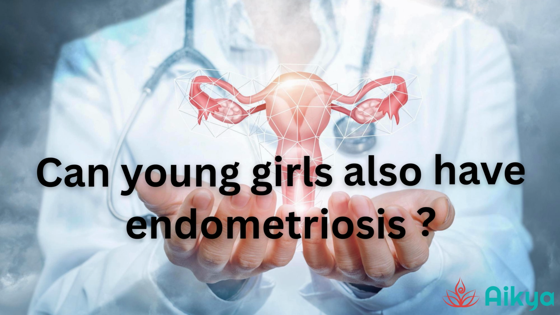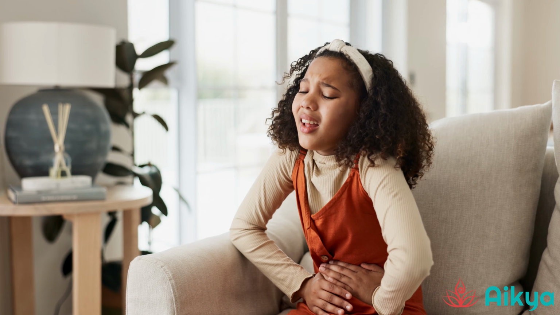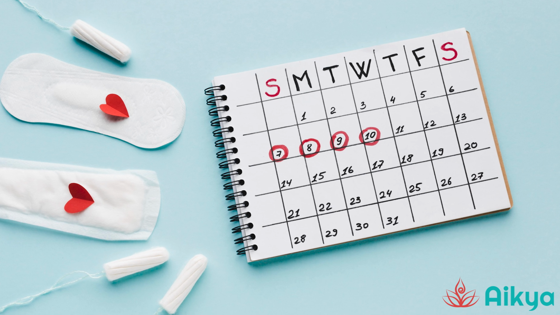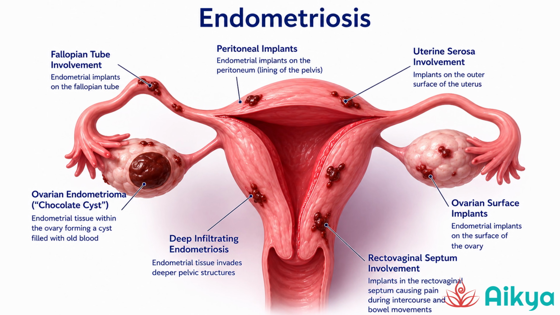So, can young girls also have endometriosis? Yes, they can. We have seen patients as early as 15 to 16 years of age with endometriosis. If her menstrual period is very severe and progressive, that means every month we see increased intensity of pain, and if the girl is not responding to simple analgesics, then it could be related to endometriosis. She is not faking. There can be something abnormal.